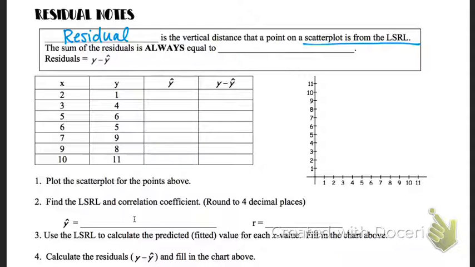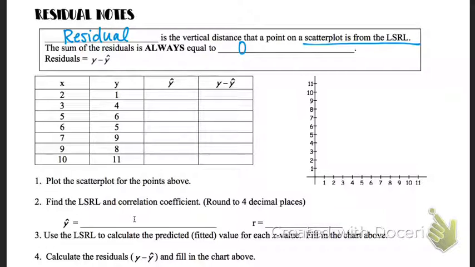It could be a positive distance if you're above, or if you had a negative residual, that would mean it would be below. So the sum of the residuals is always equal to 0. So if I added up all of the residuals, that would equal 0. So what we are going to do is put in our data points and try to discover how to create these residual plots.